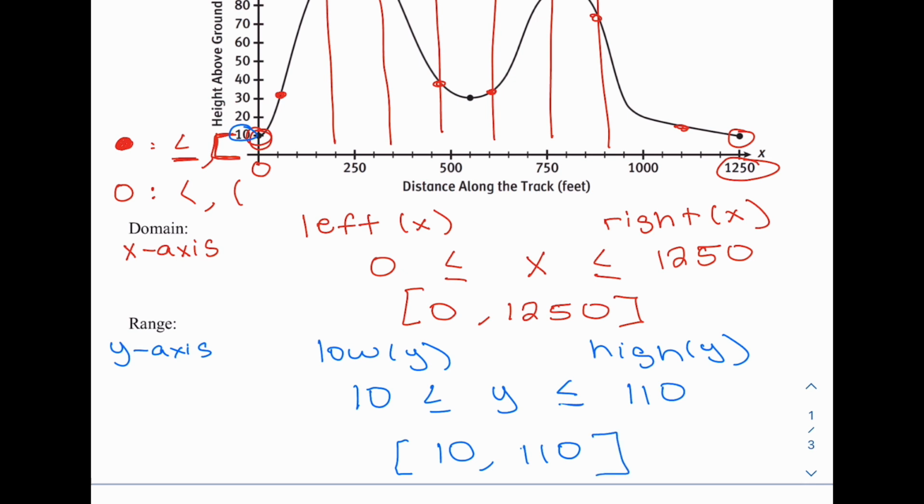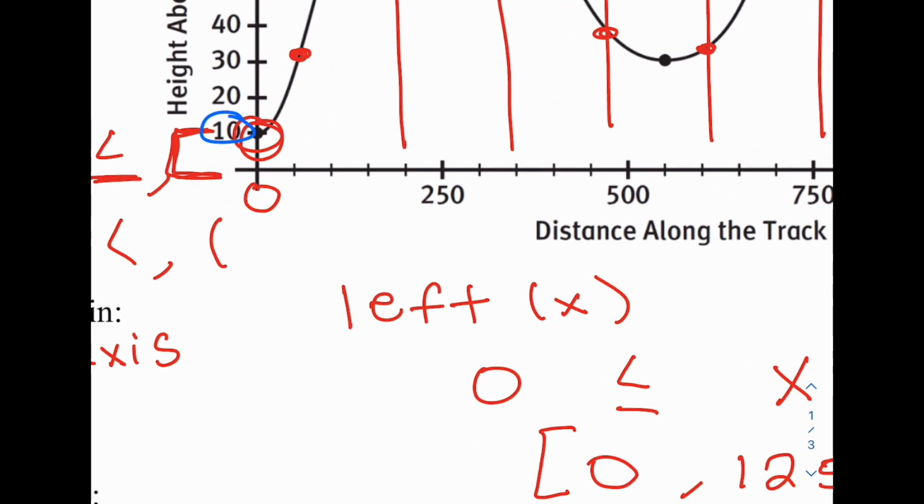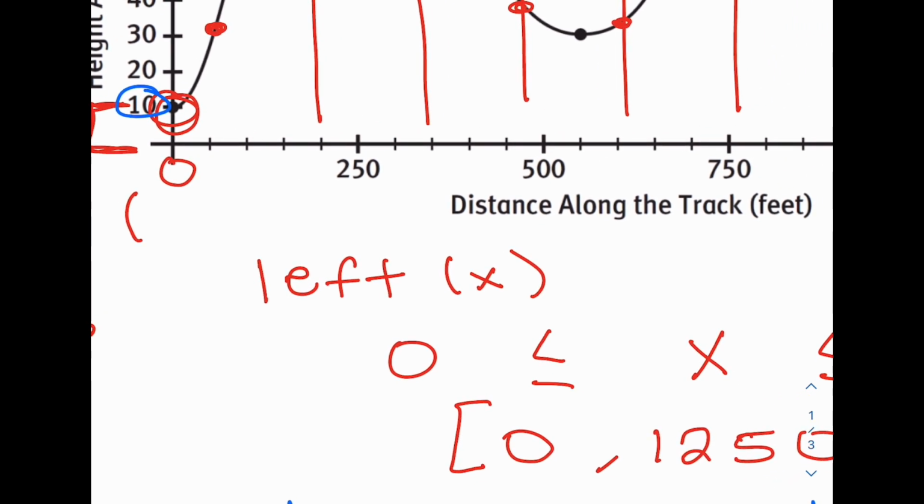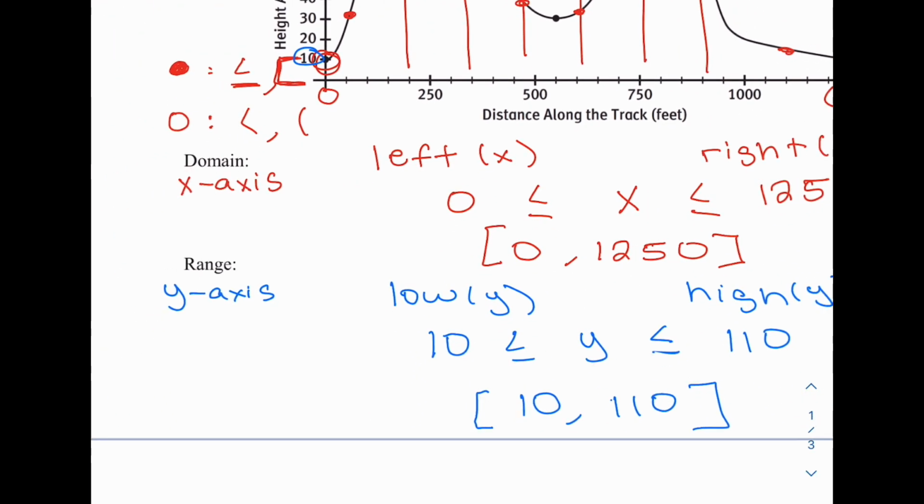Now I want you to notice something. I'm not looking at the labels. I know the labels go from 0 to 1250 and from 0 to 110, but if you notice, your graph doesn't go as low as the labels. Your graph starts at 10. So that means that your lowest y value is 10.